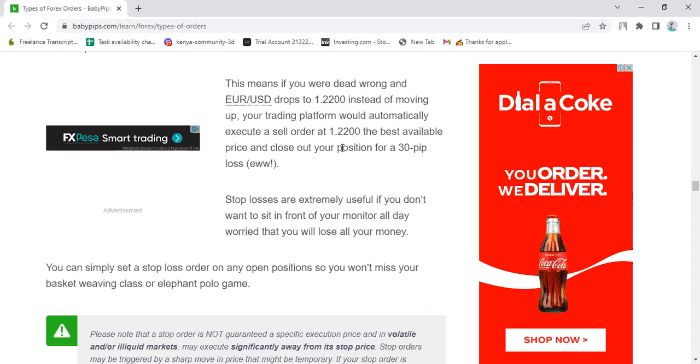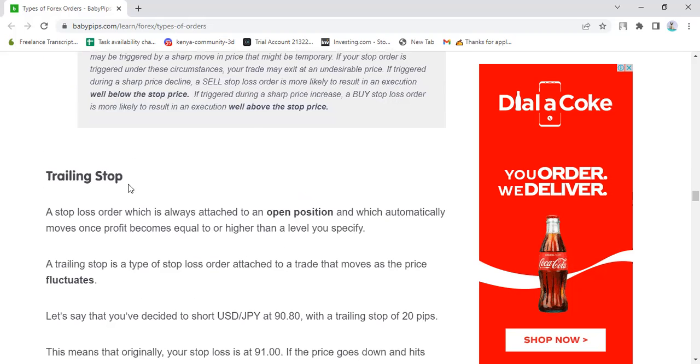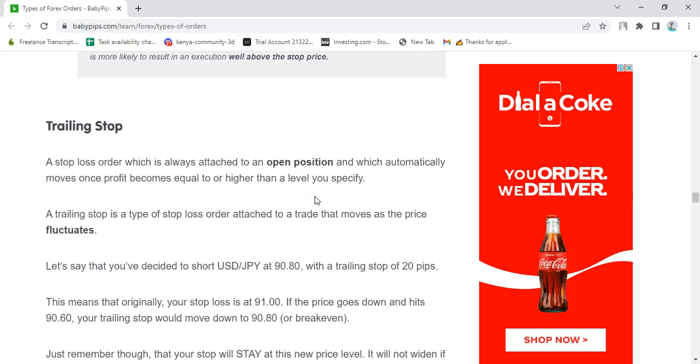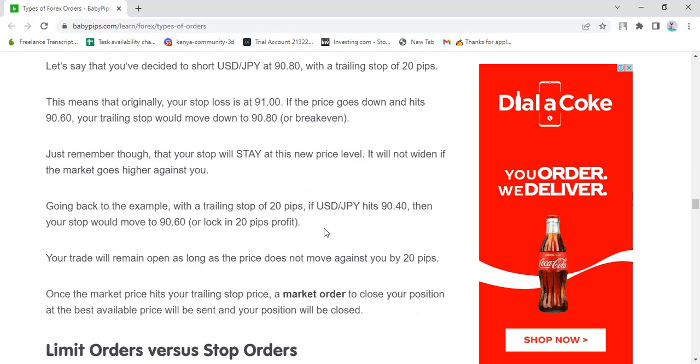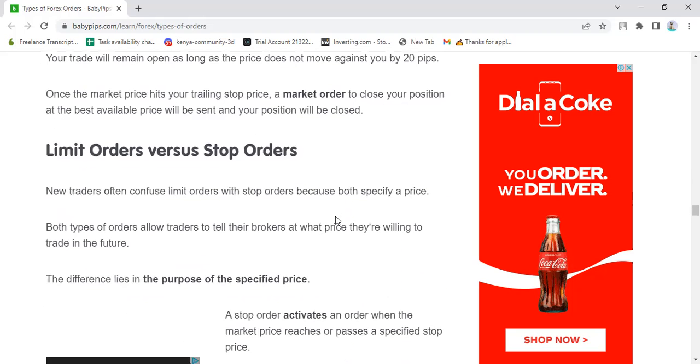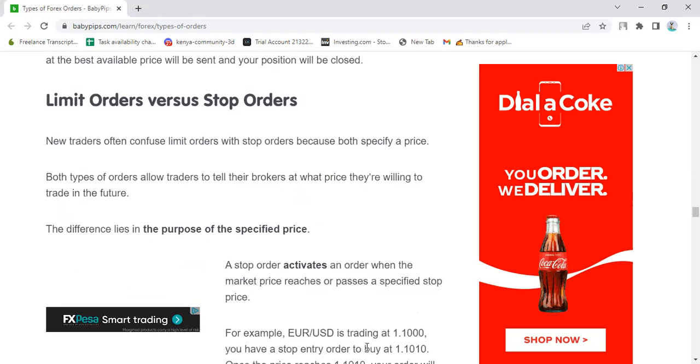So those are the types of orders we're going to learn, including trailing stop orders. We shall know how to use those trailing stop orders so that you prevent yourself from losing more pips if you have a profitable trade. So let's go and check how we're going to use these types of orders. So let's move on.